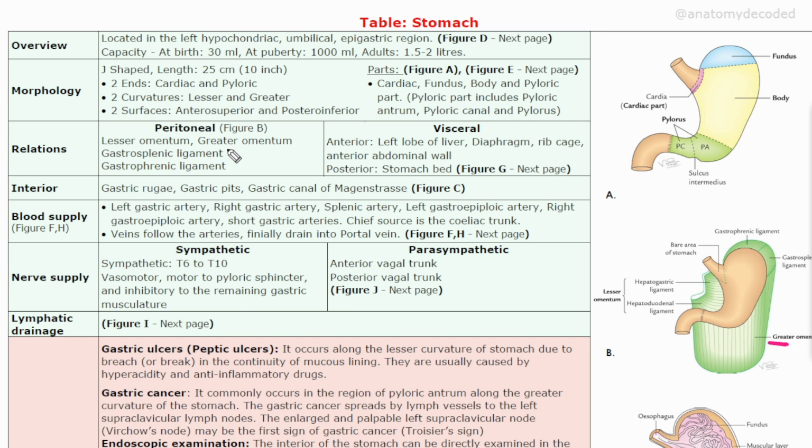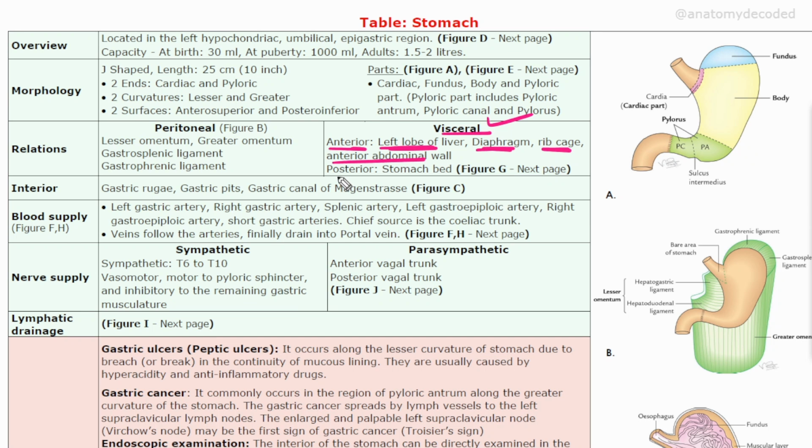Then from the stomach to the spleen, there is a fold of peritoneum called the gastrosplenic ligament. From the stomach to the diaphragm, there is a fold of peritoneum called the gastrophrenic ligament. Then the visceral relations, which organs are related. Anteriorly, there is the left lobe of the liver, the diaphragm, the rib cage, and the anterior abdominal wall.